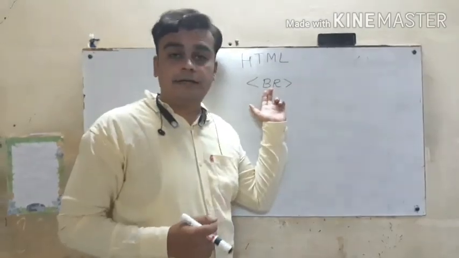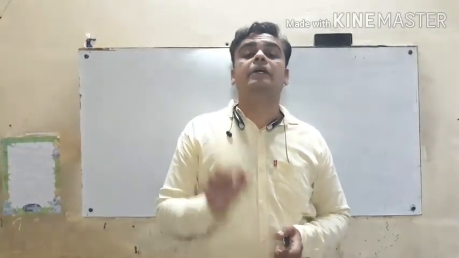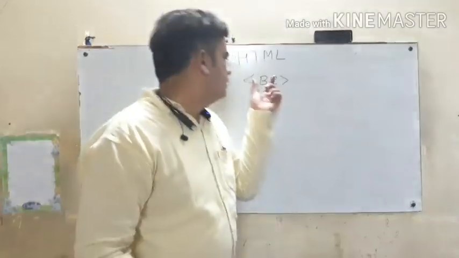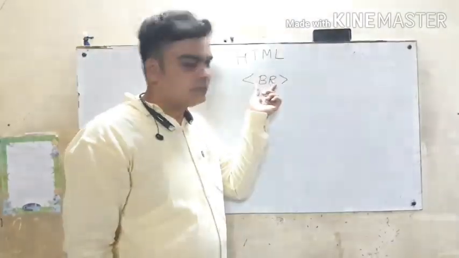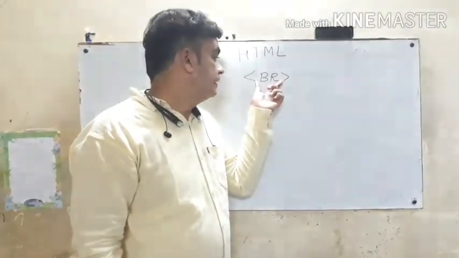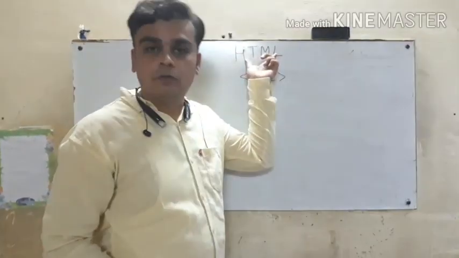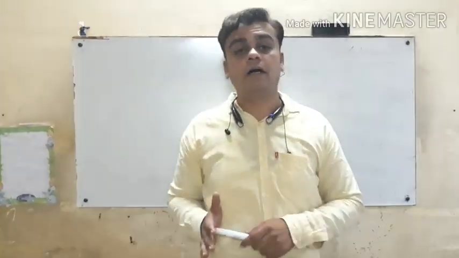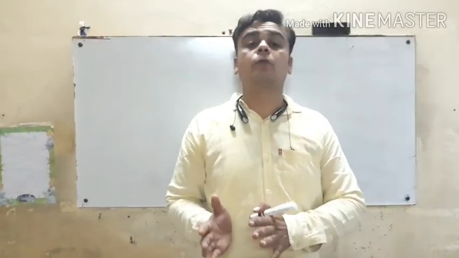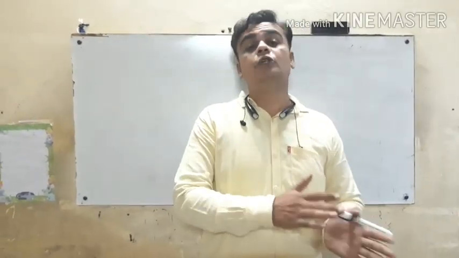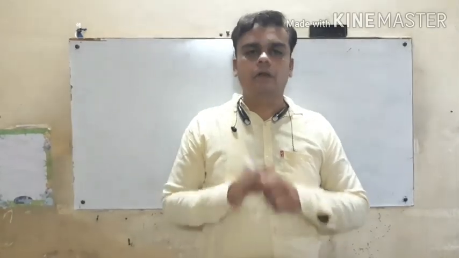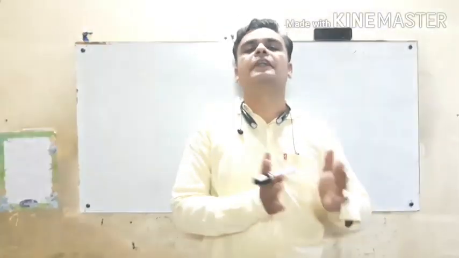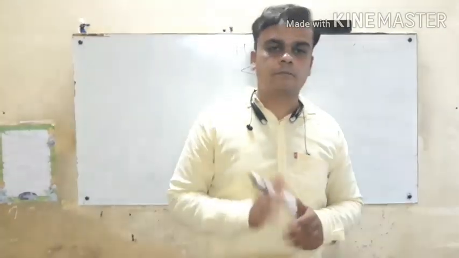Before starting this BR tag, I want to tell you one thing. HTML is not a case sensitive language. What do you mean by case sensitive? It means we can use capital letters, small letters, or combined letters, and there is no change in the HTML code. But other languages like C, C++, and Java are case sensitive, meaning we should write programs in small letters. In Java, we use some letters in combination. But in HTML, we can write in capital form, small form, or both. Is that clear?